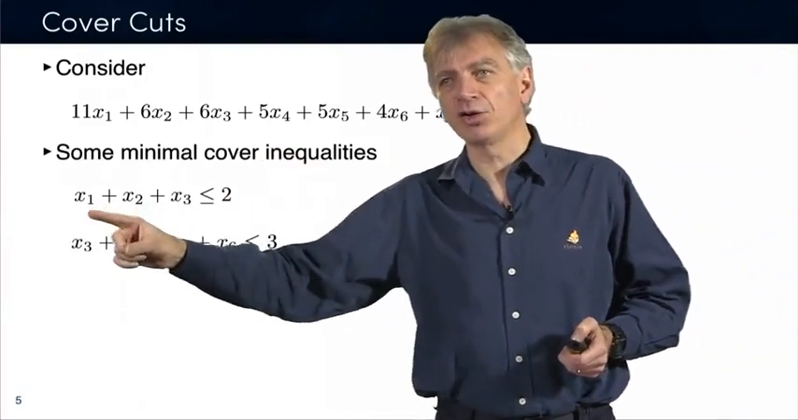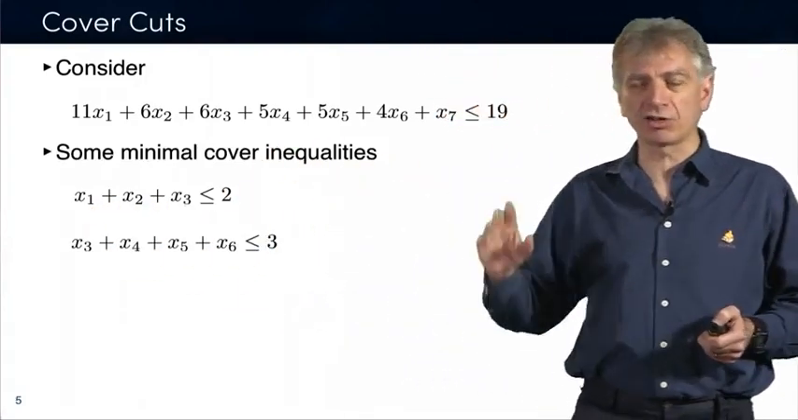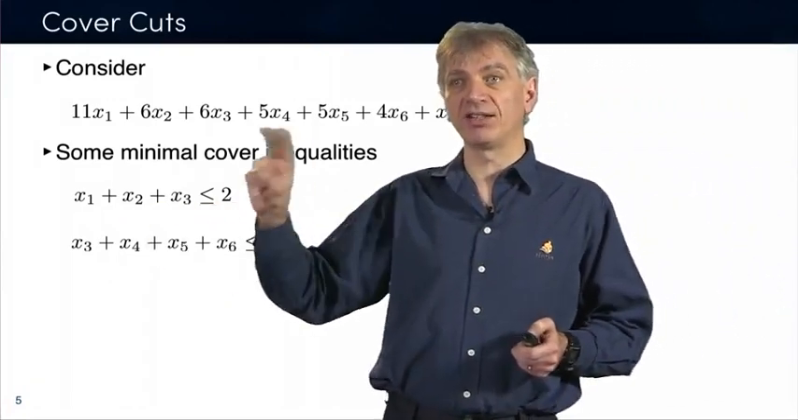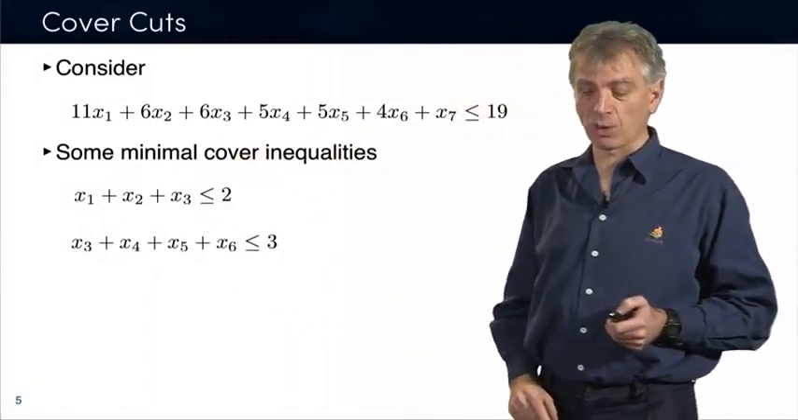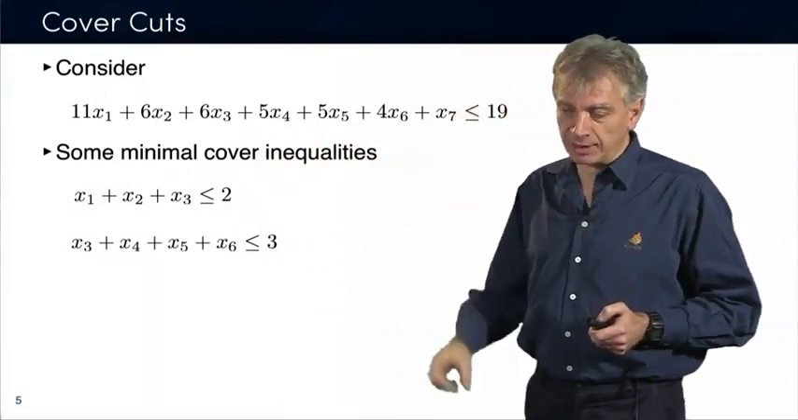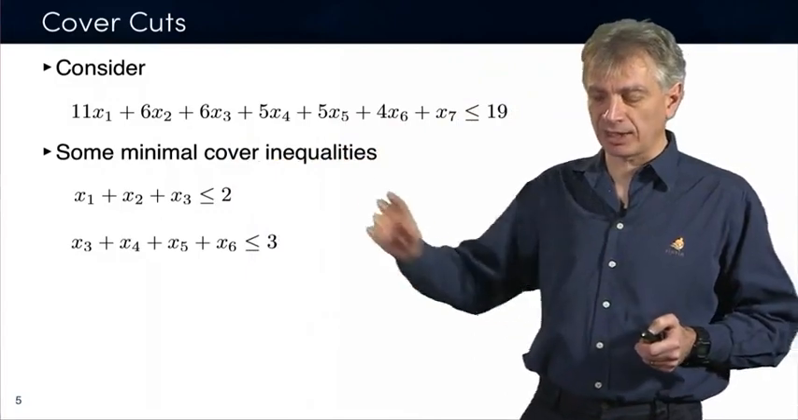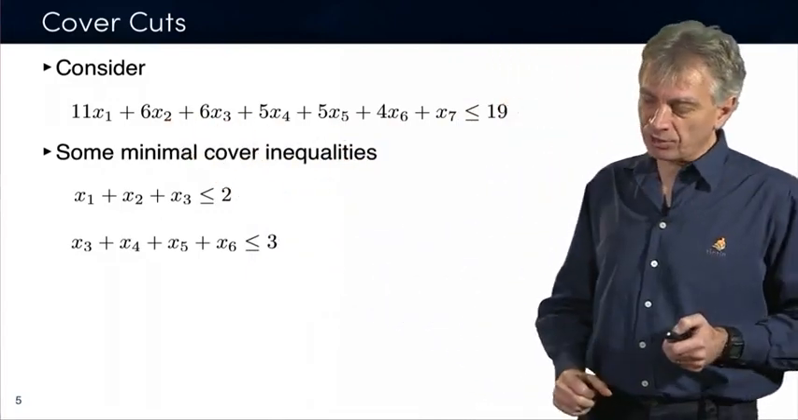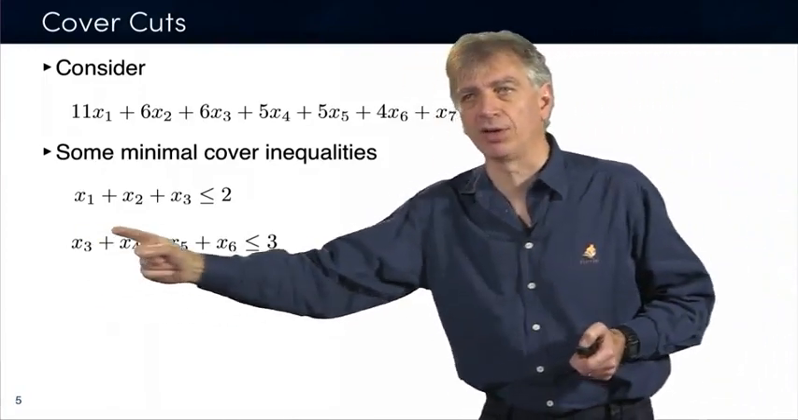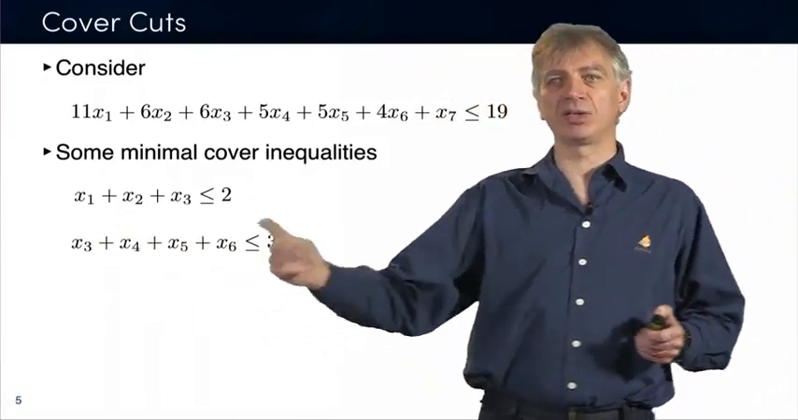Because of that, you know that x1 plus x2 plus x3 has to be smaller or equal to 2. You can only select 2 of these variables to have a feasible solution. Now let's look at x3, x4, x5, and x6. If you sum all these coefficients together, you get 20, which is greater than 19. So this is also a cover, and this is the cover inequality that results from it.